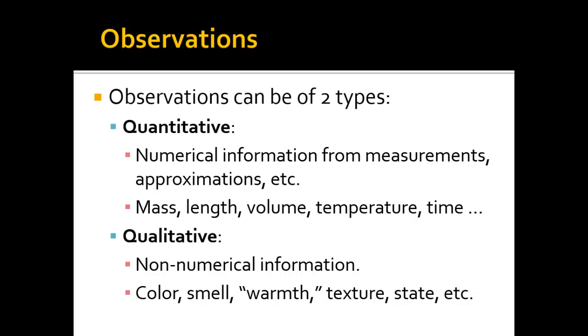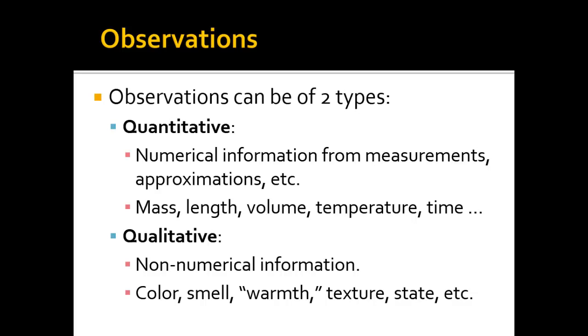Texture, you could describe something as being rough. Could be something like your paper towels in the lab, perhaps. One is smoother or softer. That's not a number. It could also be describing how big or small crystals are as they grow during a reaction. Fine crystals versus coarse crystals. That's a very qualitative observation. Even something as simple as the state of matter, solid, liquid, or gas. That's a qualitative observation too.